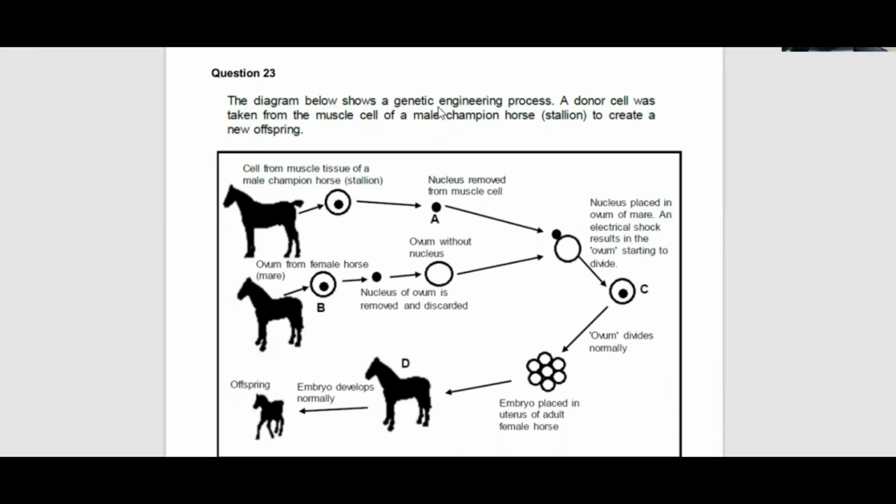All right, the diagram below shows the genetic engineering. That's the process, meaning the process they are talking about here is a cloning process. A donor cell was taken from muscle. Remember, this muscle is a somatic cell of a male champion horse, a stallion, to create a new offspring. It means that since we obtain the DNA of the stallion, we're going to produce a baby which looks like a stallion. A cell from the muscle tissue of the male champion horse.